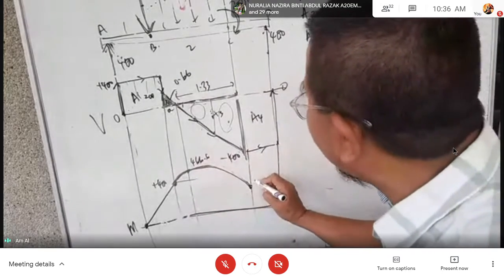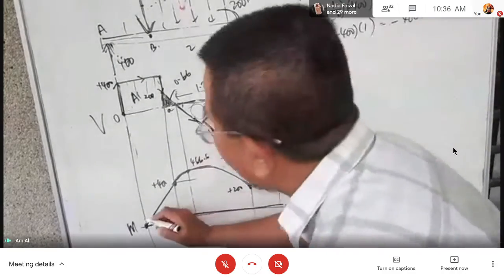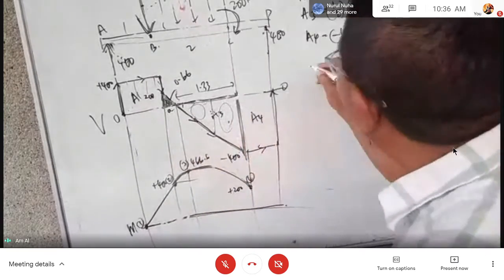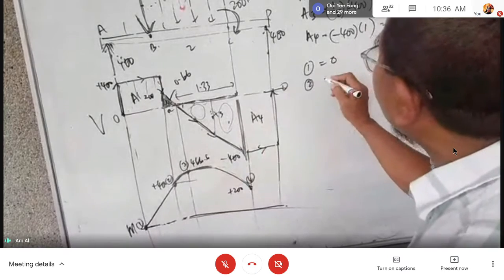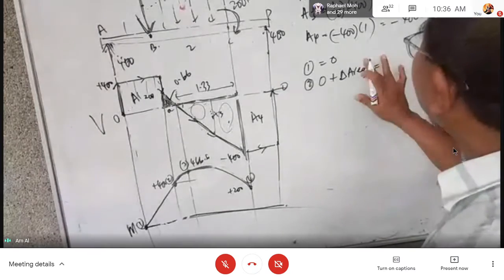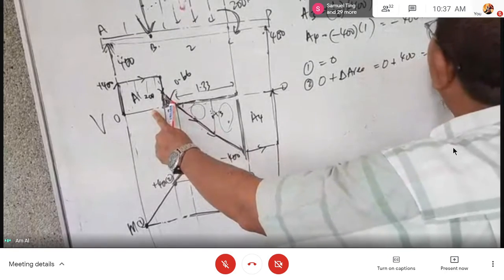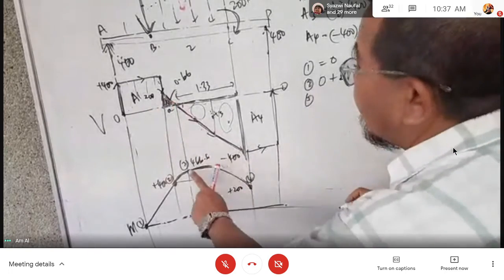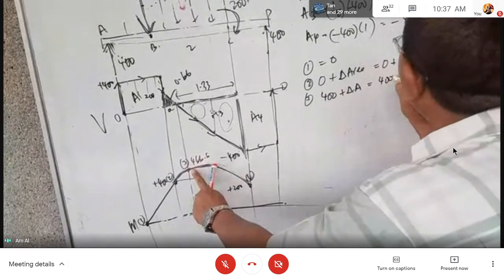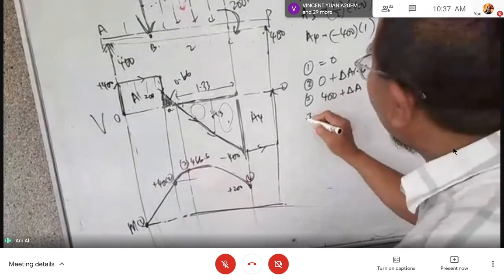This must be positive 200. How is that positive 200? Then this is point 1, 2, 3, 4. How you get point 1 is 0. How you get point 2? 0 plus change in area. So what is the change in area you have? 0 plus 400 is equal to 400. Show the working there. How you get point 3 there? So 400 plus change in area. So what we have there? 400 plus 66.6. You got 466.6 there.